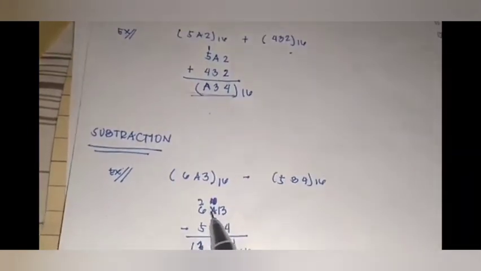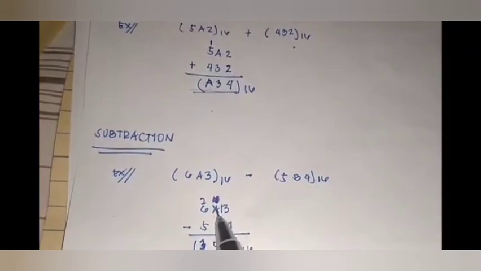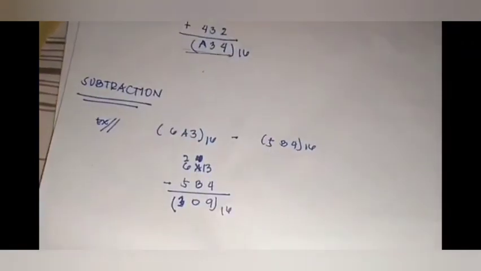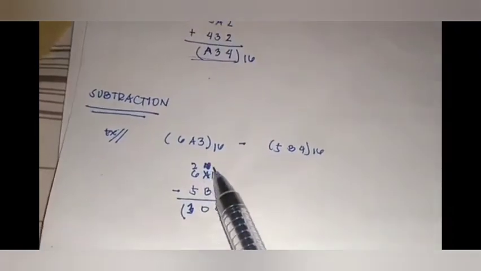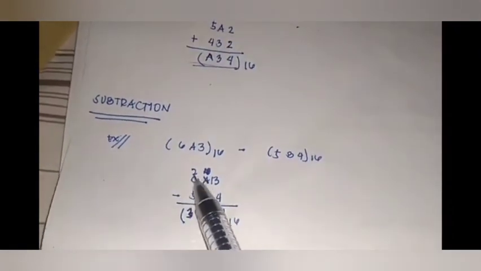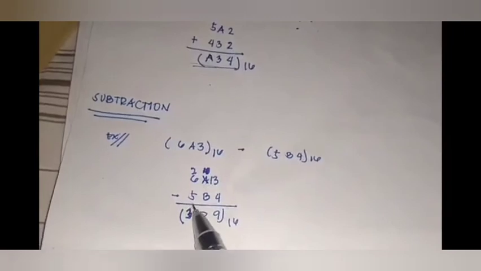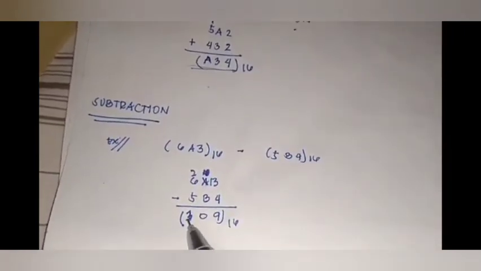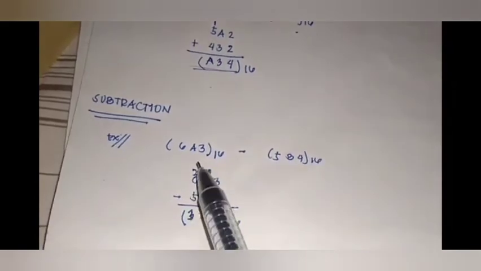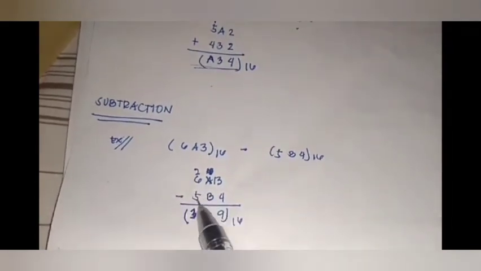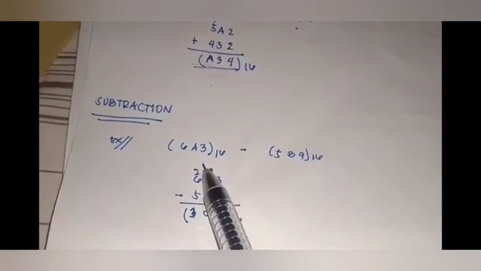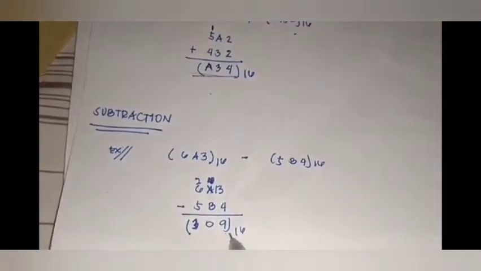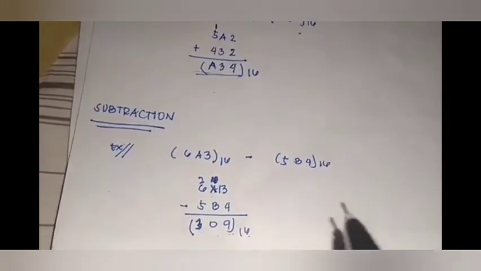So, A minus B is equal to 20. 6 minus 5 is equal to 1 plus 2 equals 3. So the answer is 309 base 16.